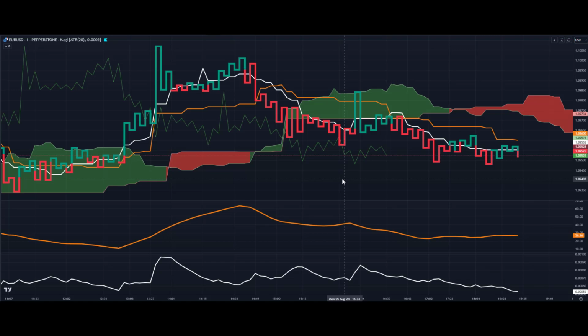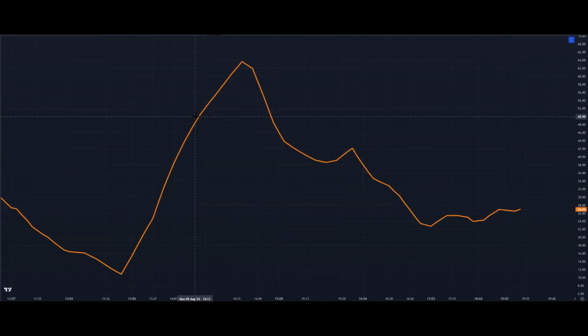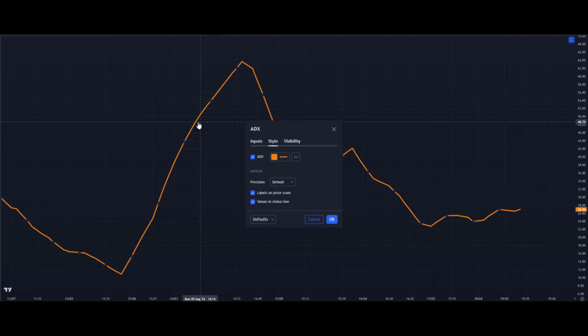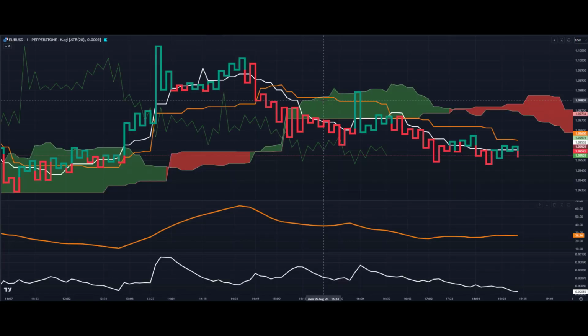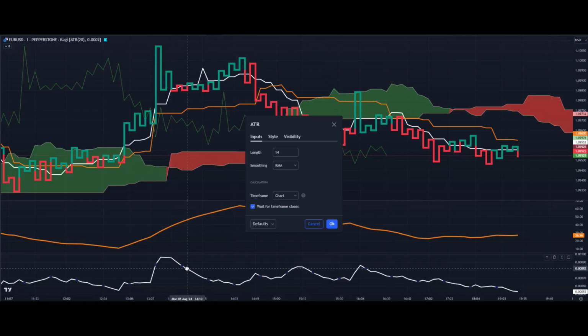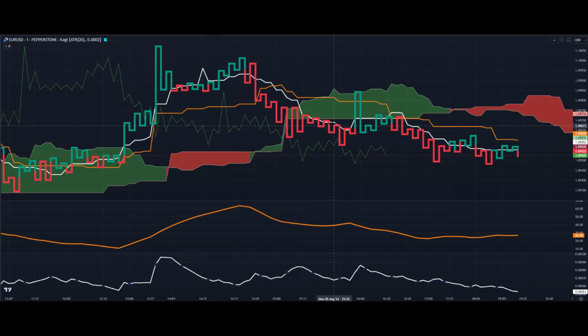Now what's different about this strategy? Well, it utilizes the power of the Ichimoku setup, but we've also got the ADX with the usual settings there. That was 14. At the bottom we've got the ATR set to 14 as well. Now the Ichimoku setup is as it is traditionally, nothing new there.